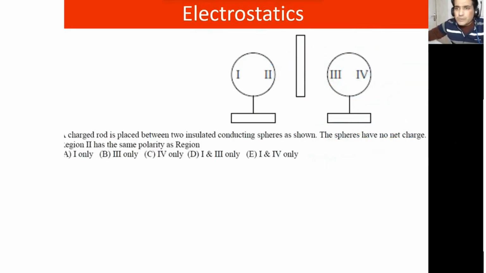Okay, now a different type of question for you. Try to answer this one. This is a conceptual question, you don't need any calculations. So what is our answer? The answer is not only B. It is asking you about region 2 having the same, this one you see, region 2.